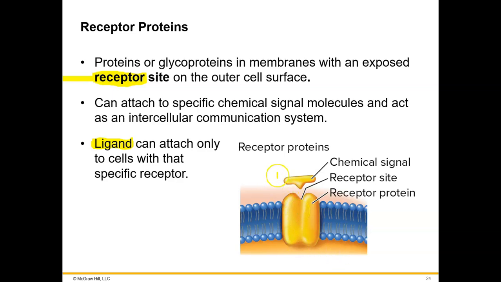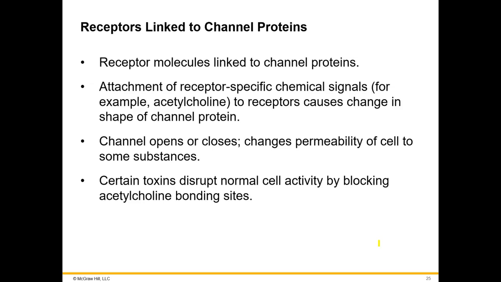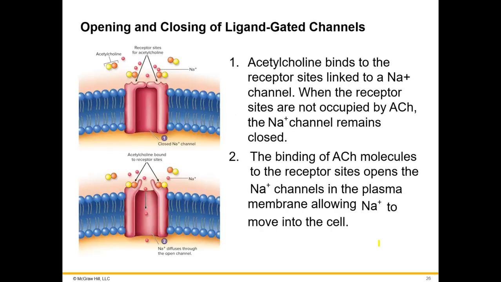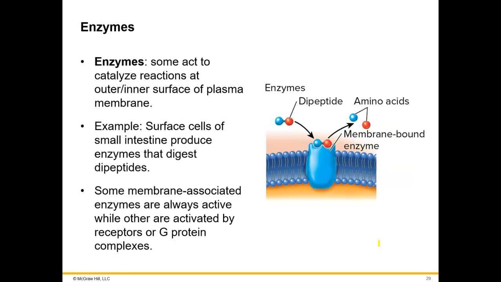For example, there's a hormone called insulin, and when insulin binds to its receptor on a liver cell, it causes the liver to bring glucose into the liver cells and store that glucose, and in that way it can help lower your blood sugar, your blood glucose levels. These are gated channels that bind to ligands, but I'm going to skip this.